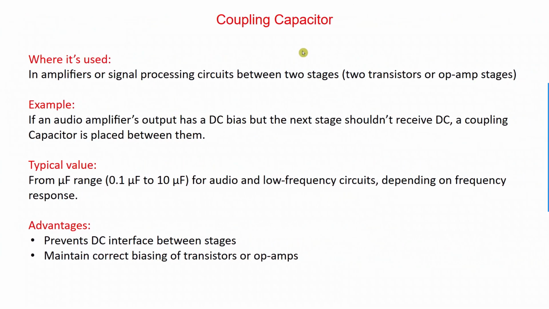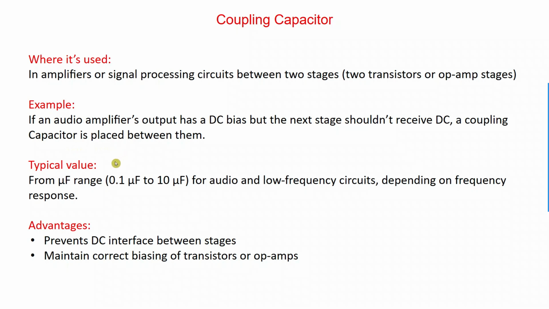So now, where we can use the coupling capacitor. We can use the coupling capacitor in amplifiers or signal processing circuits between two stages, two transistors or op-amp stages. Example, if an audio amplifier's output has a DC bias but the next stage shouldn't receive DC, a coupling capacitor is placed between them.